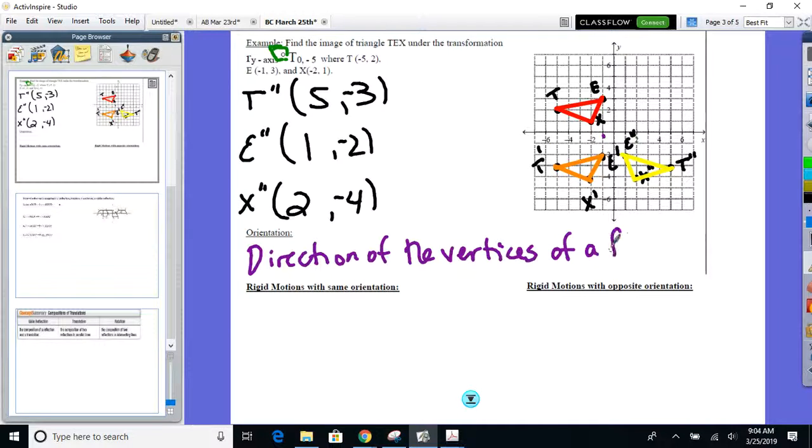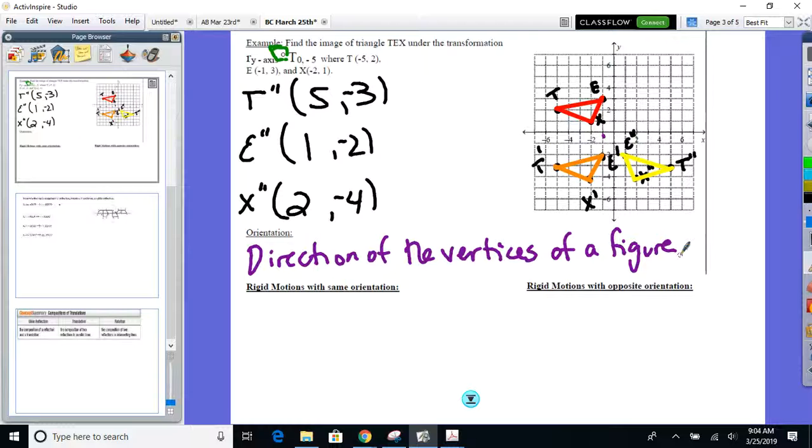Of a figure. Now, could we have gone in a different direction? It would have been counterclockwise, sure, but ABC is where we're sticking from now on. All right, we're not picking a different sequence of letters. It's going to be ABC.